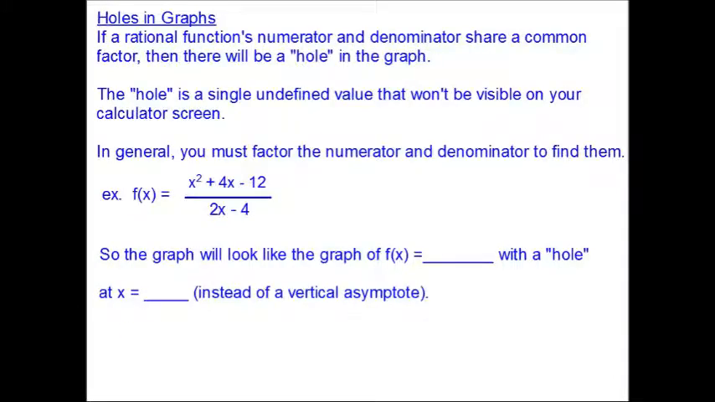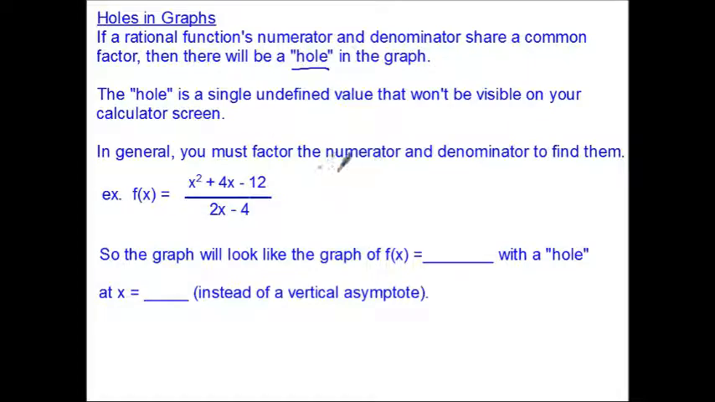Alright, now with slant asymptotes in the books, another weird thing that can kind of happen that we haven't dealt with yet is something called a hole in the graph. Well, it's not an official name for it, but that's what I'm going to call it. Okay, now if a rational function's numerator and denominator have a common factor, there's going to be a hole in the graph. And as it says here, the hole is a single undefined value that won't be visible on your calculator.